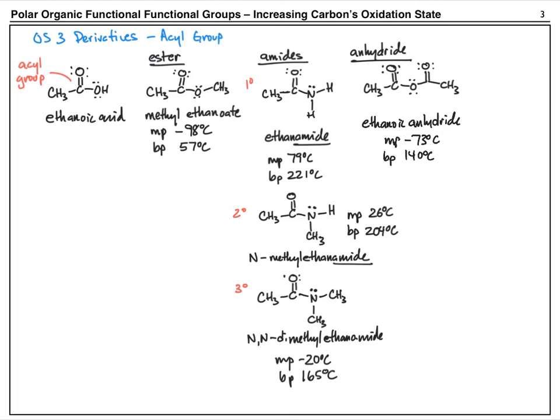The last oxidation state 3 functional group is called an acid halide. So we'll look at one of them, specifically the acid chloride. So again, oxidation state 3 is this carbon. We have 1, 2, 3 bonds to heteroatoms. That's where we get the 3 from. Then this is called ethanoyl chloride.